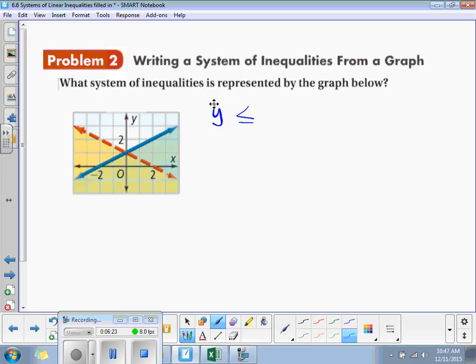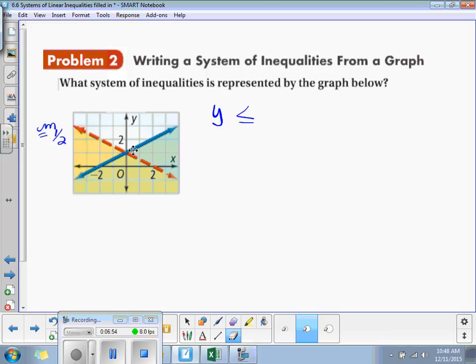Now we can look for our slope and our y-intercept. For the slope of this line, we're just going to pick 2 points on the line. Let's pick this one and this one. So the rise is up 1 to the right 2. So my slope is what? 1/2. So the slope is 1/2.